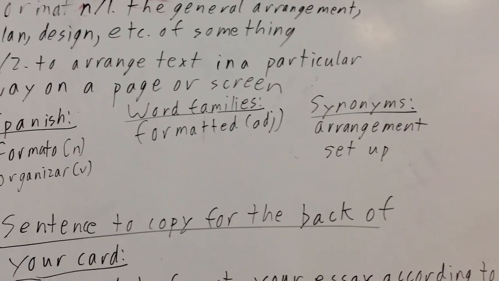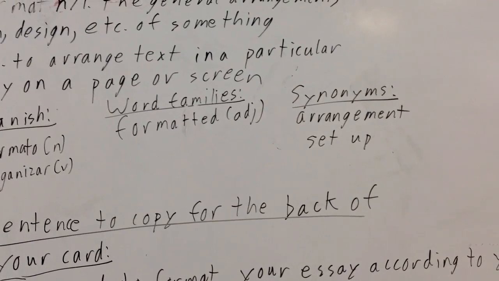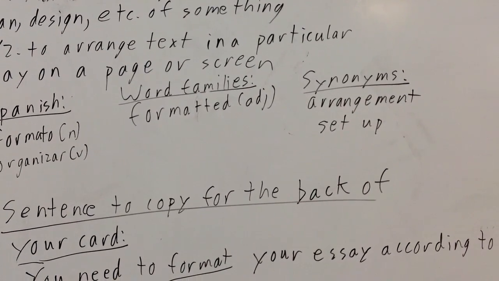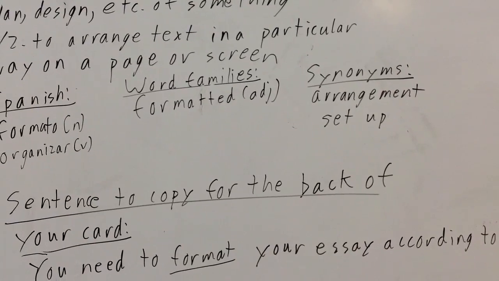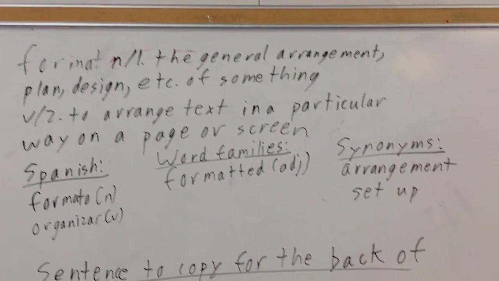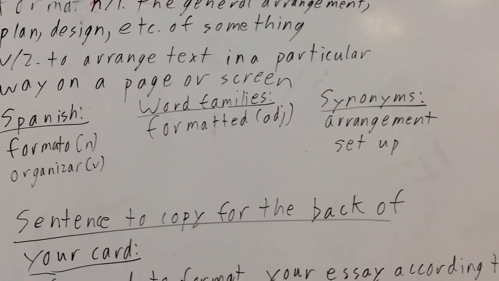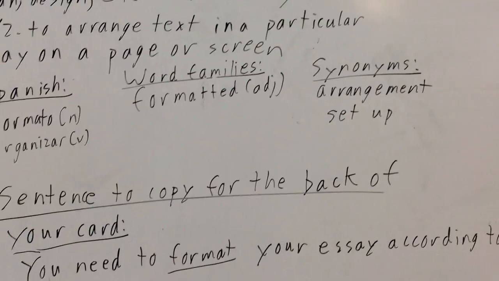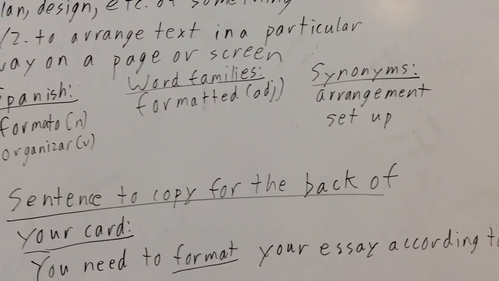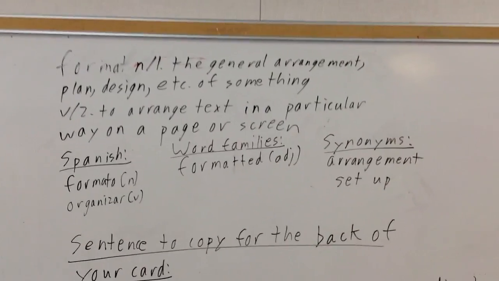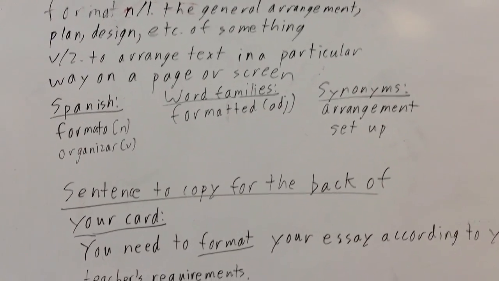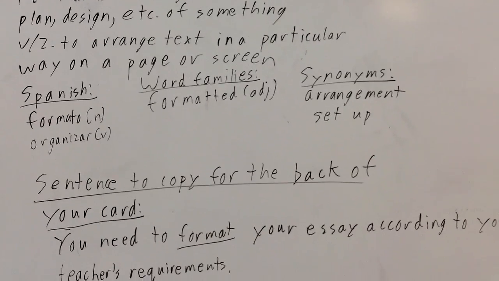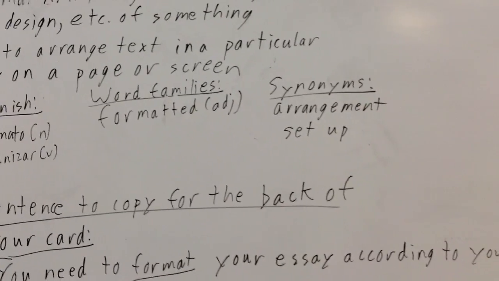Word families, we have formatted. Ed is an adjective describing, for example, I could say the formatted essay, or you could say the essay was badly formatted. It was organized, arranged in a bad way. And formatted there describes the essay, the badly formatted essay. So words with ed can be past tense of a verb, but they can also be adjectives sometimes, and this is a case where it's an adjective. You can figure it out from the context. So adjective, word family, formatted, note the double T.